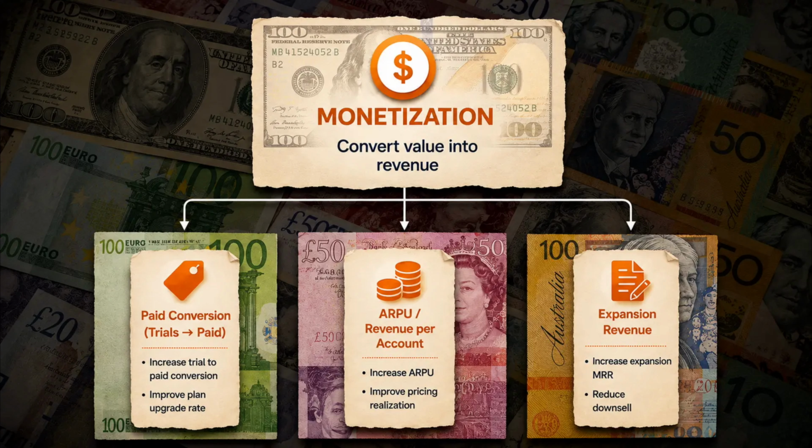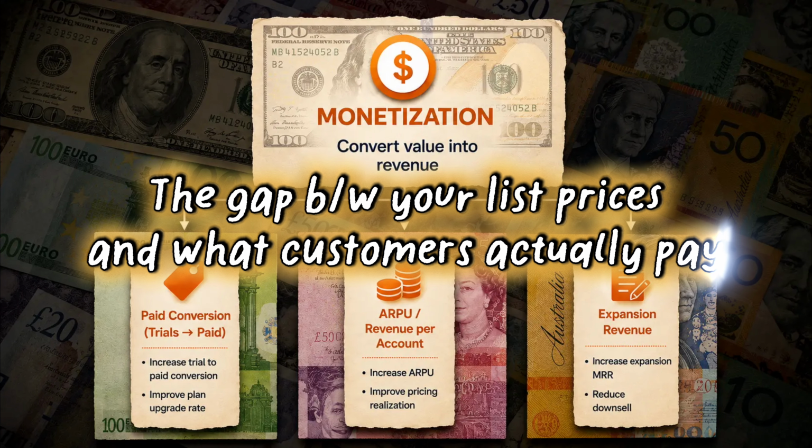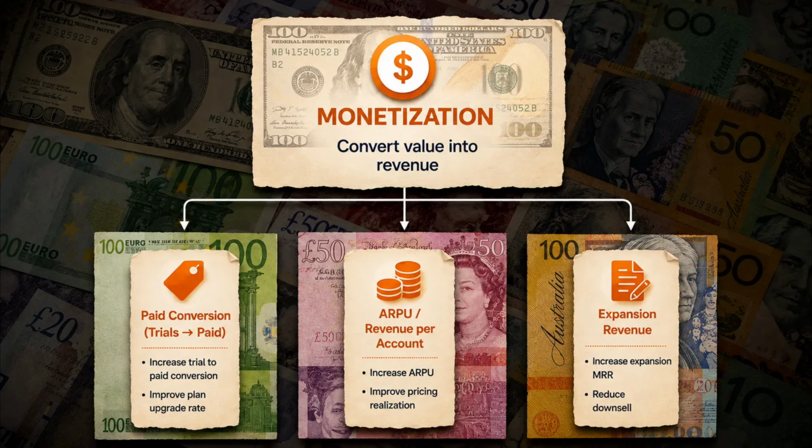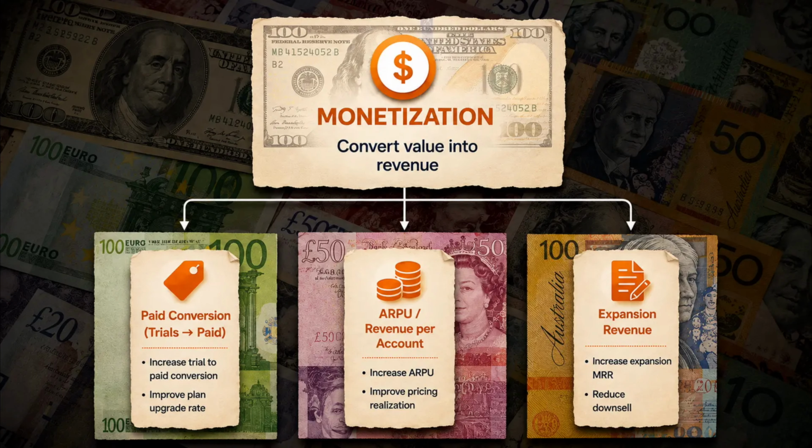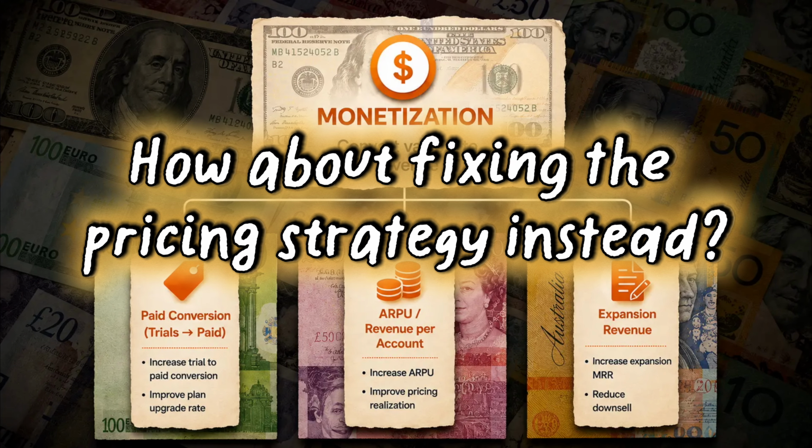Move this by raising your ARPU through better packaging and improving pricing realization. The gap between your list price and what customers actually pay, you must focus on that. Whether the customers are willing to pay what you have quoted to them. If your sales team is discounting 40% on every deal, that's not a discount strategy. That's a pricing problem. You must fix that.